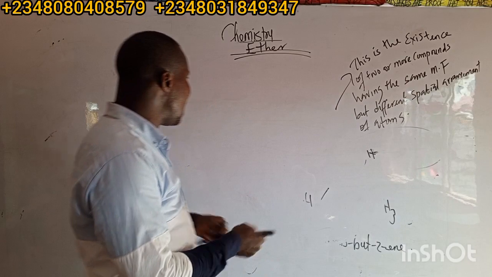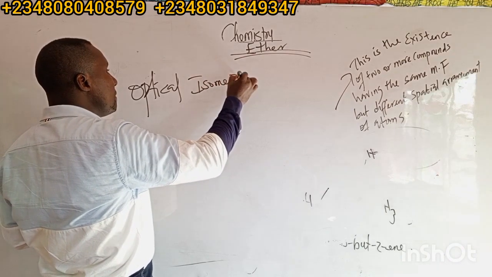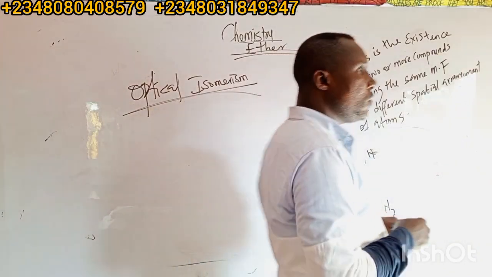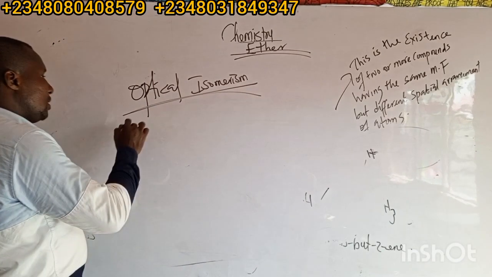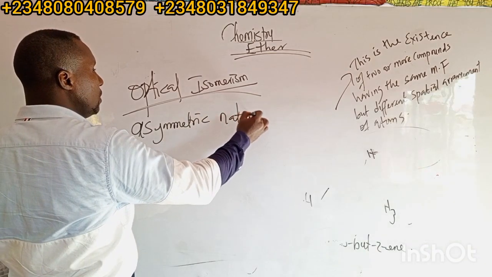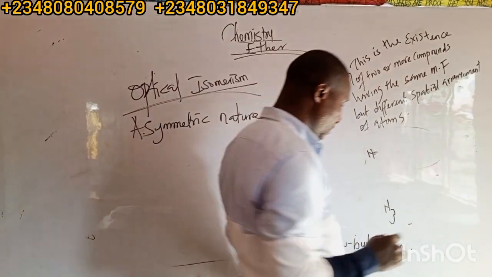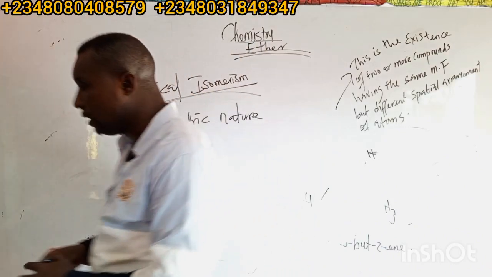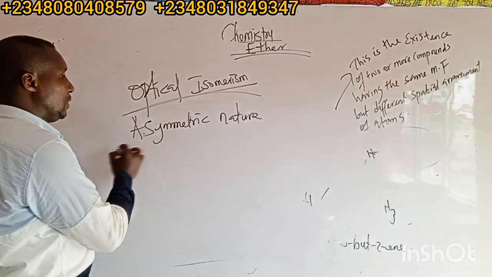Let's move to optical isomerism. Optical isomerism. Listen. For a compound to exhibit optical isomerism, the compound must be asymmetric in nature. For a compound to exhibit optical isomerism, it must be asymmetric in nature. What is the meaning of asymmetry?